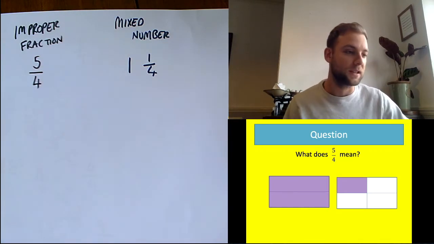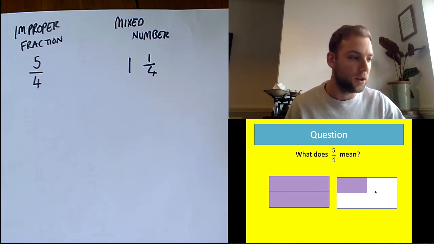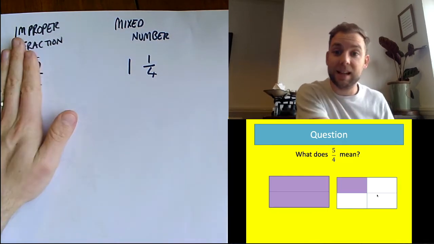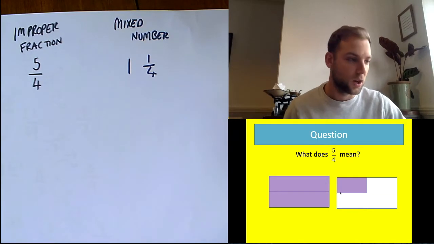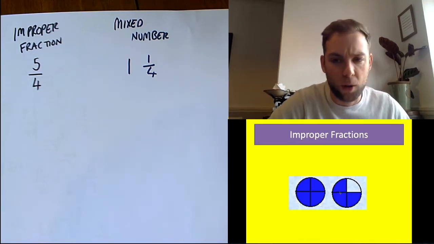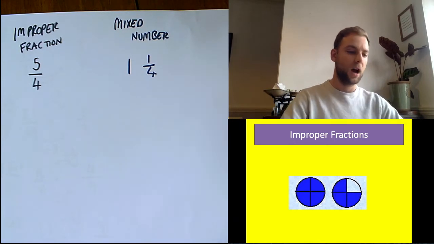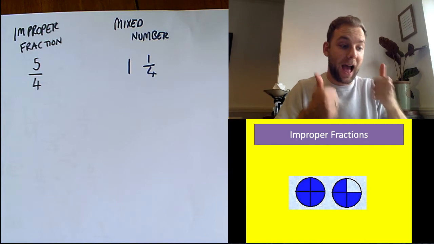So you can see from this, I've got 1 whole here, like so, and I've got 1/4 left over. So this is an improper fraction, this is a mixed number, and that's what we're going to be looking at today. So let's have a look at this one here. How can I write this one as an improper fraction and as a mixed number?